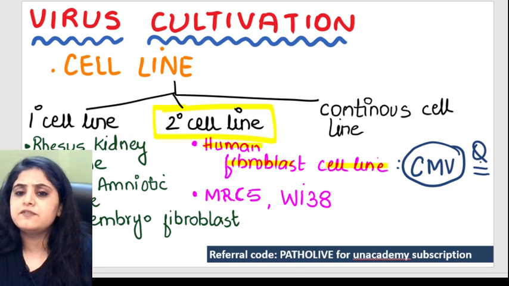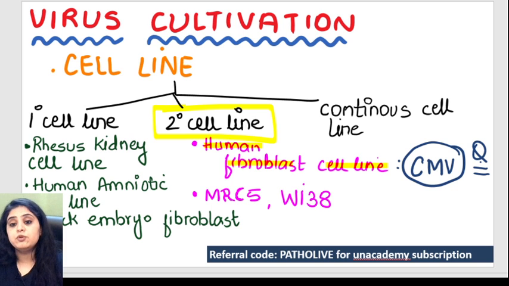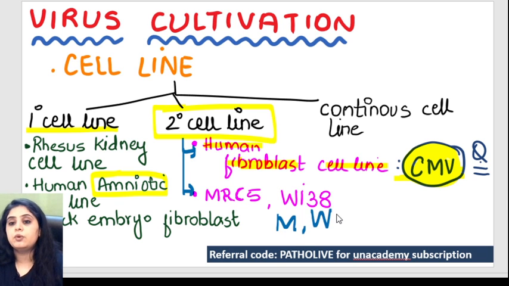So if you ever get confused which was human amnion cell line and which was human fibroblast cell line, I think you'll get it. Human amnion cell line is going to be primary, primitive sounding. Human fibroblast cell line is secondary cell line, and this is what is used for the inoculation of cytomegalovirus. They ask you this question. Other than that, the secondary cell lines also include MRC5 and WI38. So remember MRC5 and M and W.